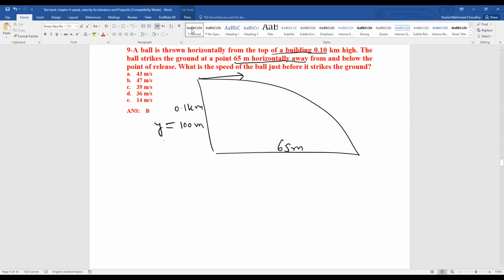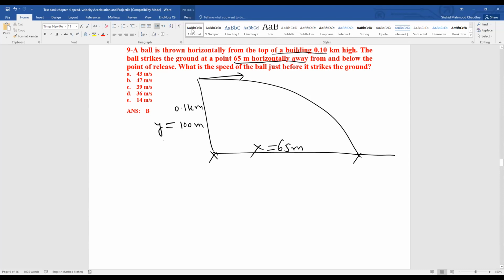65 meter is this one, and this is equal to x from and below the point of release. Meaning from where it is released from here to here, the value is 65 meter. What is the speed of the ball just before it strikes the ground? So he's asking about the speed of the ball.